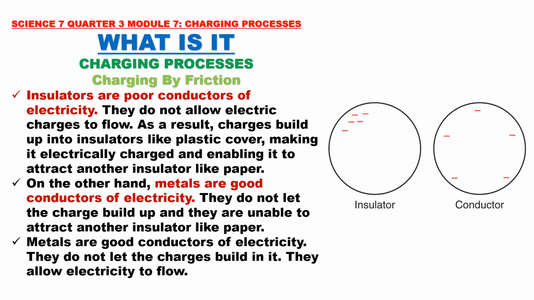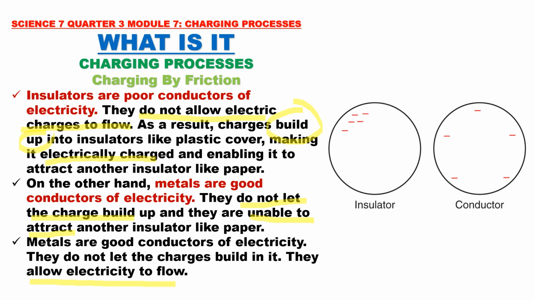So, insulators are poor conductors of electricity. They do not allow electric charges to flow. As a result, the charges build up in insulators like the plastic cover, making it electrically charged and enabling it to attract another insulator like paper. Metals, on the other hand, are good conductors of electricity. They do not let the charge build up and they are unable to attract another insulator like paper. So metals are good conductors of electricity. They do not let charges build in it, they allow electricity to flow.